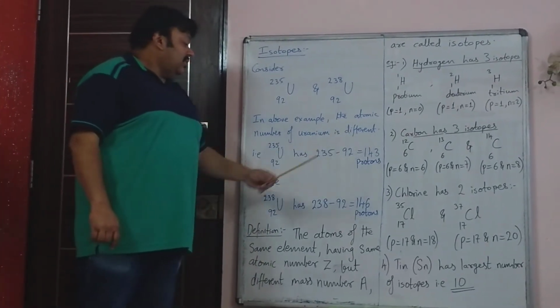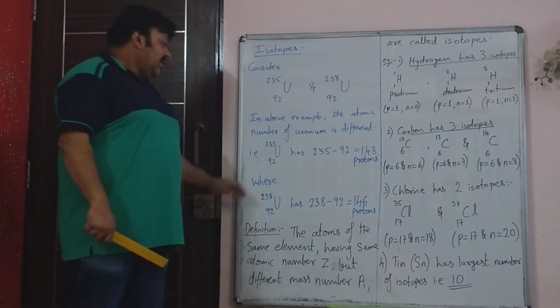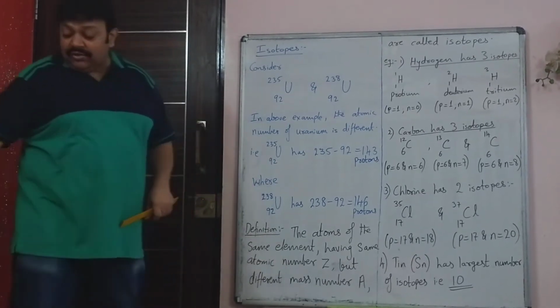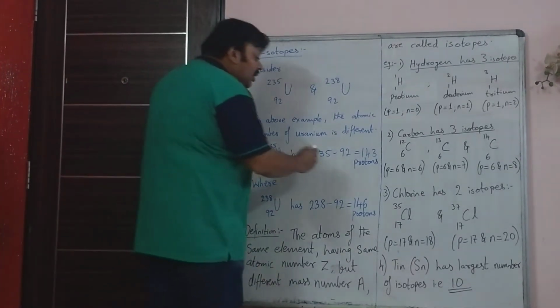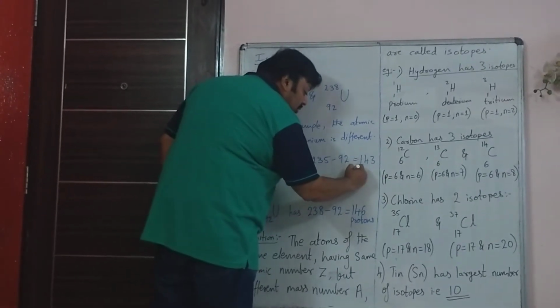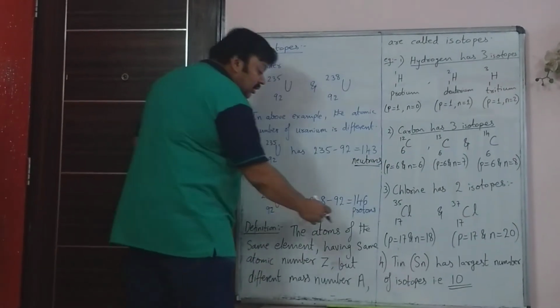Let's see. The atomic number is the same, because if you see, uranium-92 235 has got 235 minus 92 neutrons. So many neutrons are there. 143 neutrons are there.